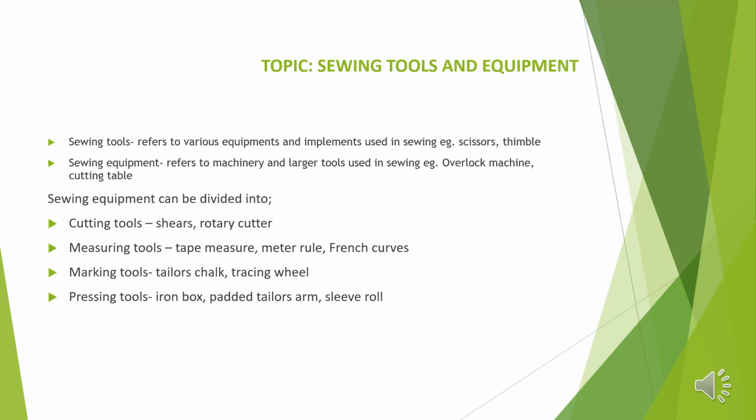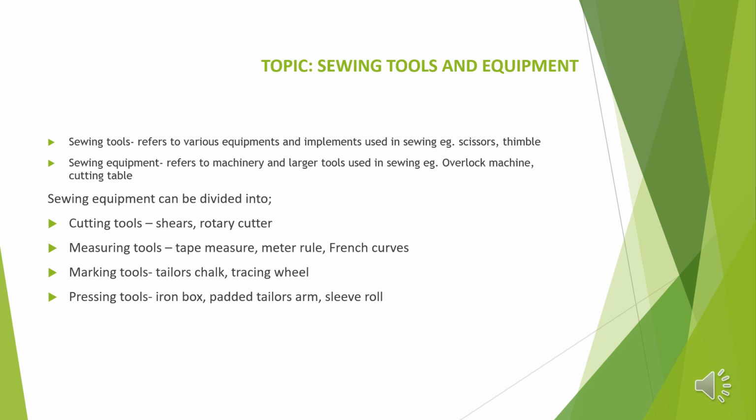Under sewing equipments, it refers to machinery and larger tools used in sewing. For example, we have the overlock machine, we have the cutting table, we have the iron box, and so on. Then next we will look at the classes of sewing equipments, or the classification of the sewing equipments. They are divided into cutting tools, measuring tools, marking tools, and pressing tools.